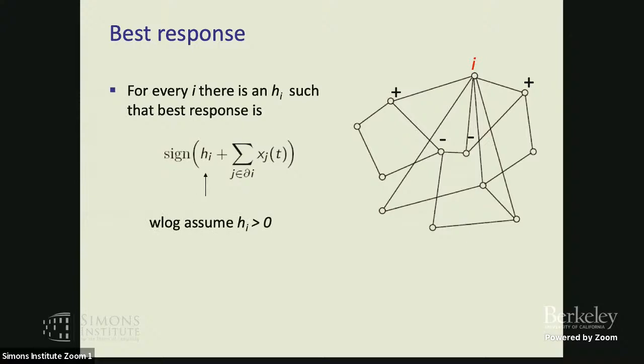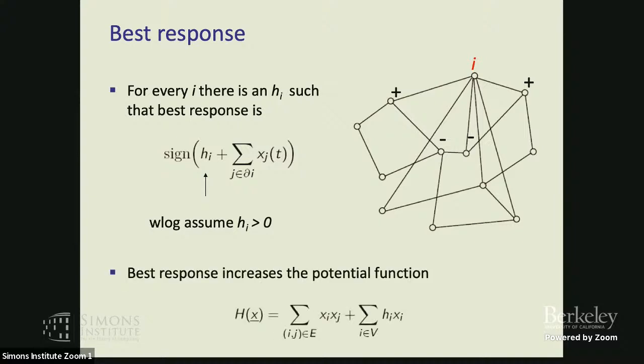So then you can think about this best response dynamics. People occasionally check their neighborhood and see who is doing what, and they may change their action to increase their payoff. And it's not hard to see that the best response increases this potential function. This is a potential game. Every time somebody takes the best response and changes its action in response to the action of its neighbors, this function increases.